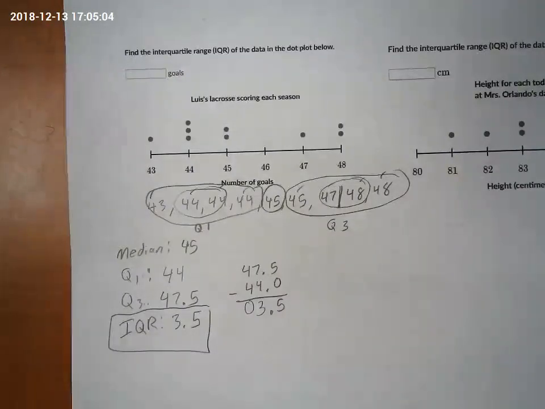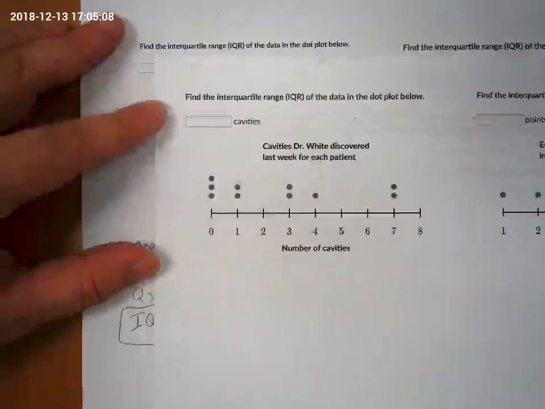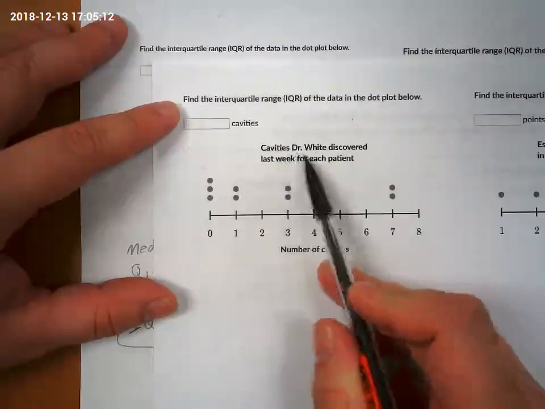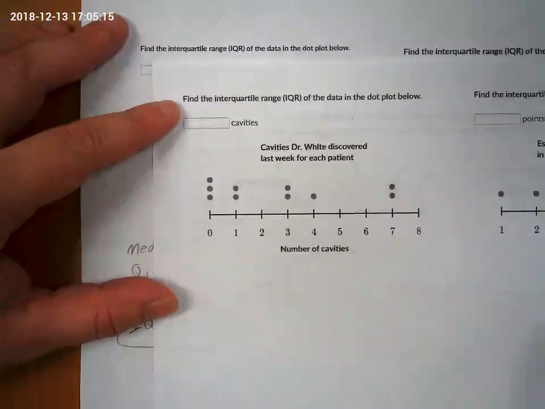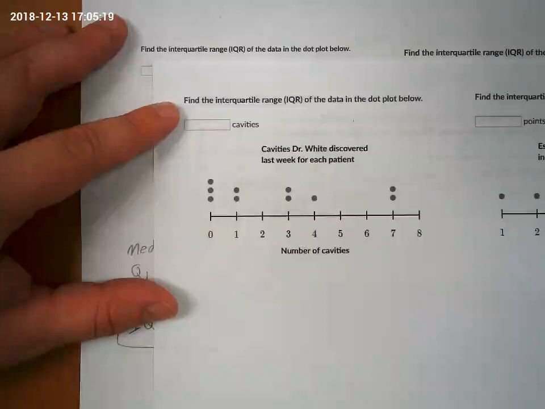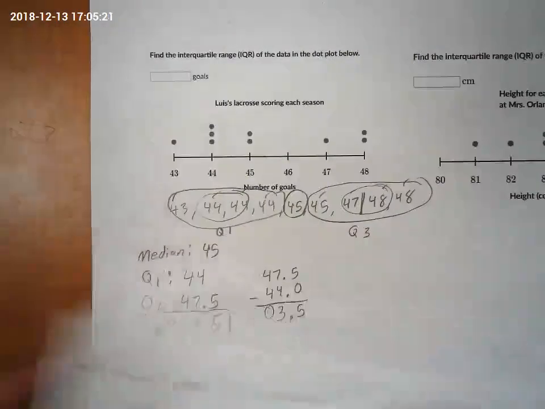Now, you're going to solve this problem. You're going to solve the interquartile range for cavities Dr. White discovered last week for each patient. So you're going to take this data set and find the interquartile range for it. Alright, so let's look at our second example.